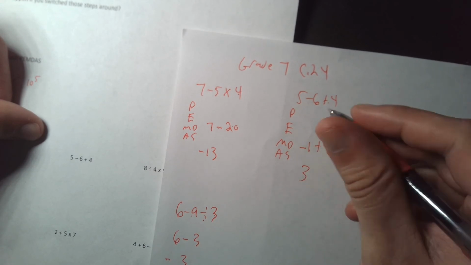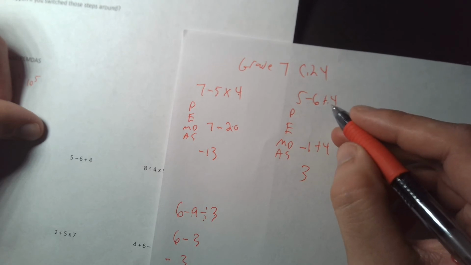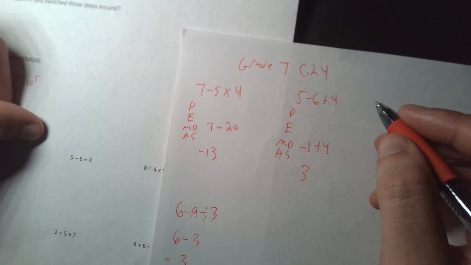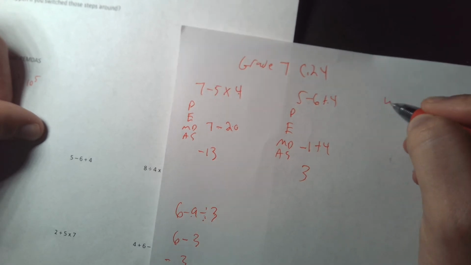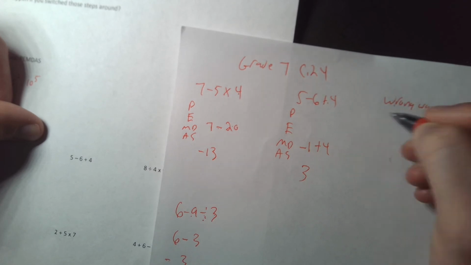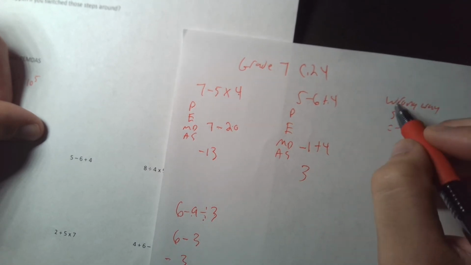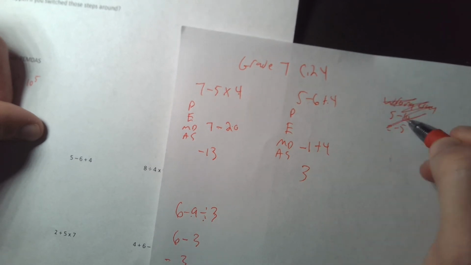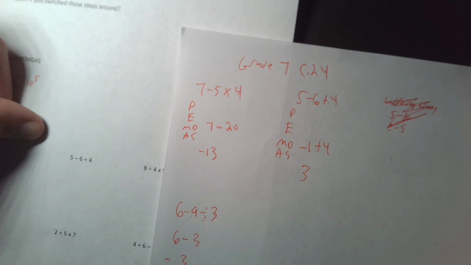Okay, now if you had added first, you would have gotten 10. 5 minus 10 is negative 5. So as you can see, when you go out of order, if I did this the wrong way, I would have got 5 minus 10 equals negative 5. Notice how they're different. So we have to go in order in math so that we get consistent answers.